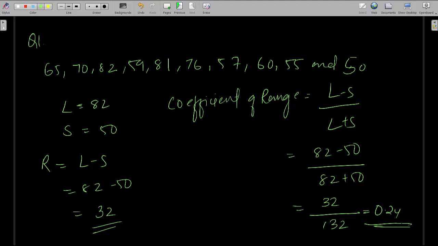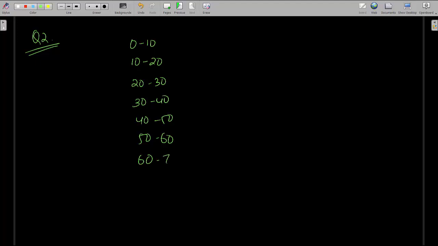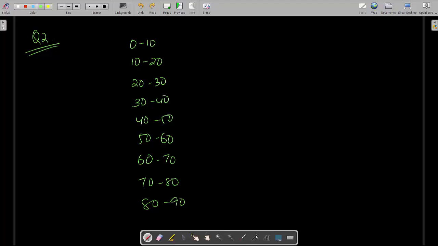Now let's also try to solve question number 2. Question number 2 is given in a continuous series. Clear? So if you look here, 0 to 10, 10 to 20, 20 to 30, 30 to 40, 40 to 50, 50 to 60, 60 to 70, 70 to 80, and 80 to 90. And you have the frequency also given here. I'm so sorry with the lining. Let me just use this.